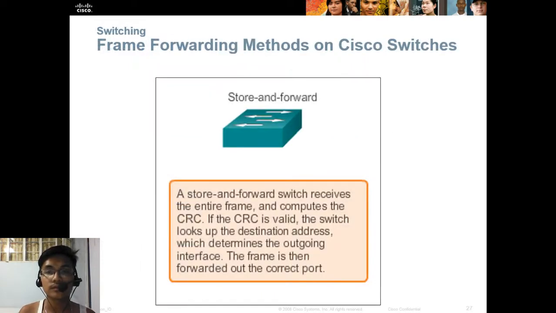For frame forwarding methods, we have store-and-forward. A store-and-forward switch receives the entire frame and computes the CRC. If the CRC is valid, the switch looks up the destination address, which determines the outgoing interface. The frame is then forwarded out on the correct port.